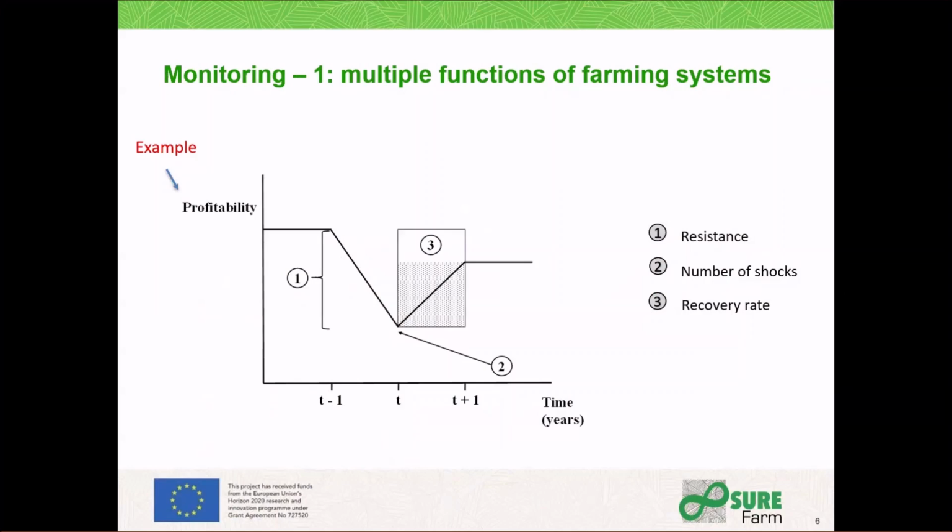We did that based on statistics. You can draw lessons from that, and this is one way of monitoring resilience. You'll see each of the monitoring ways has some limitations, but this could be done. And don't forget, it's not only about profit, but also about other functions of agriculture.